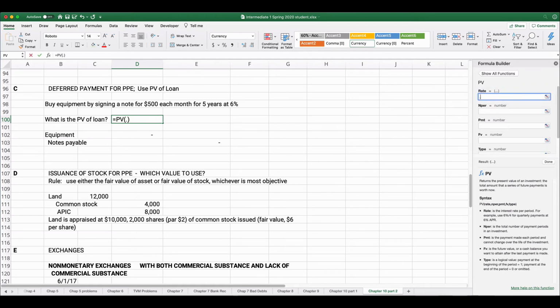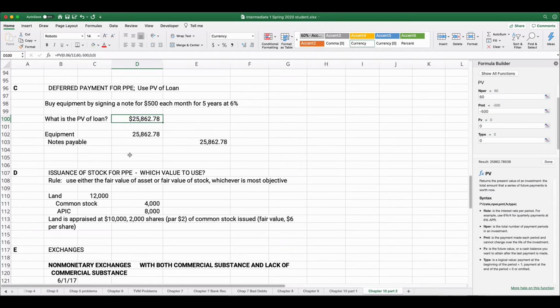The rate is 0.06. Now, remember we're going to have to put in a periodic rate, so we have to divide by 12. The number of periods is 5 years times 12. That's 60 periods. I'm going to put in a negative 500 as my payment. My future value is 0, and the payments happen at the end of the period.